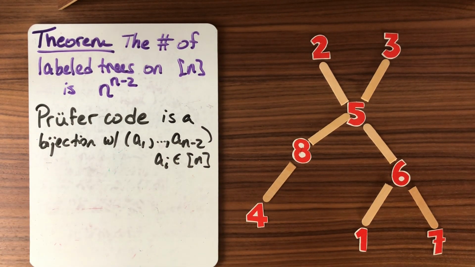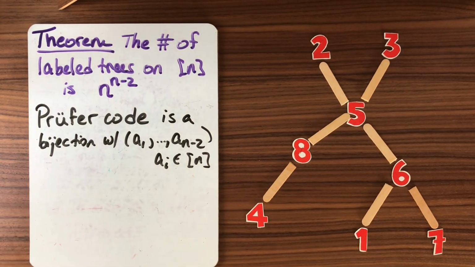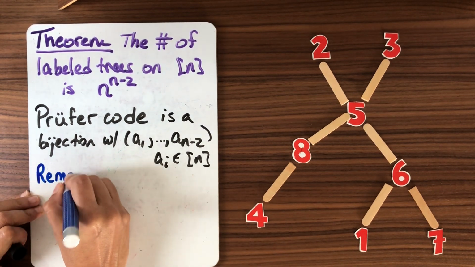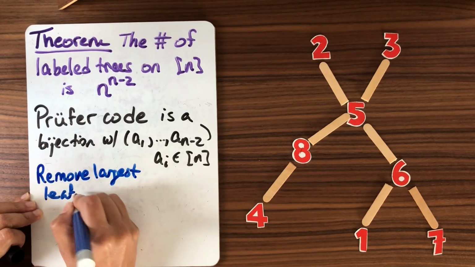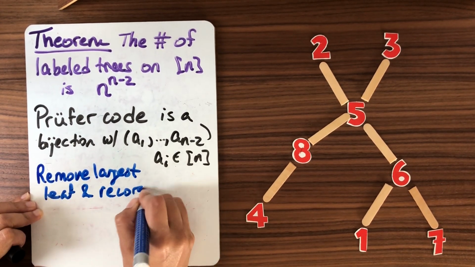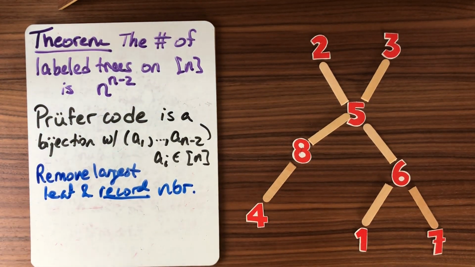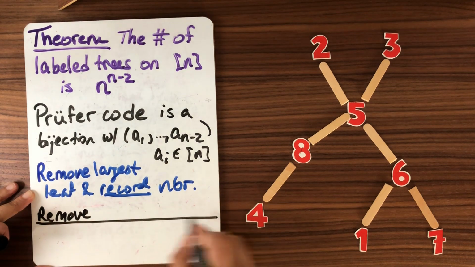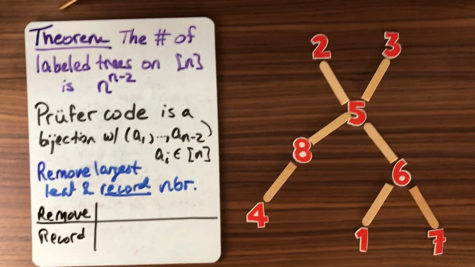How does Prüfer code work? It's going to basically associate to this tree a sequence. And the idea is that I'm going to remove leaves. Remove the largest leaf and record, that's the code, its neighbor. So let's see how that goes in an example. We'll do this example. I'll think about who I'm going to remove, and I'll keep a list of what I record. So let's do this as we go.